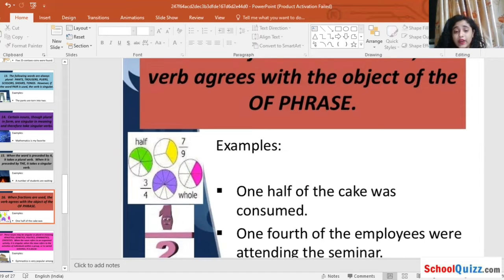One half of the cake was consumed. So here what fractions are used? Here we have to see what is given. One half means half of the cake is consumed. So when fractions are used, the verb agrees with the object of the phrase. Now what is the object here? Cake. Cake is singular, so what will be included? Was. Okay. Now 1/4 of the employees.